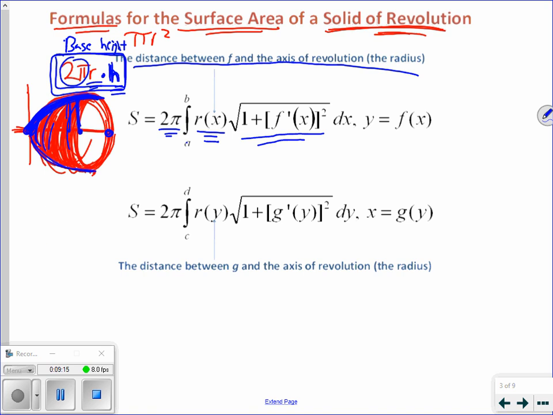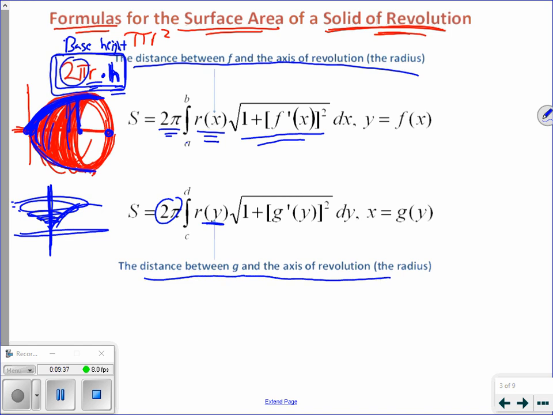It's the same thing for this other situation. Say we had the same picture, but instead of rotating it around a horizontal line, we're rotating it around a vertical line. So it makes this shape right there. And it's the same thing as before. Still 2 pi. R of y is now the distance between the function and the line of revolution, so from the outermost point to the line of revolution. And then the height is still going to be the arc length, but in terms of y.